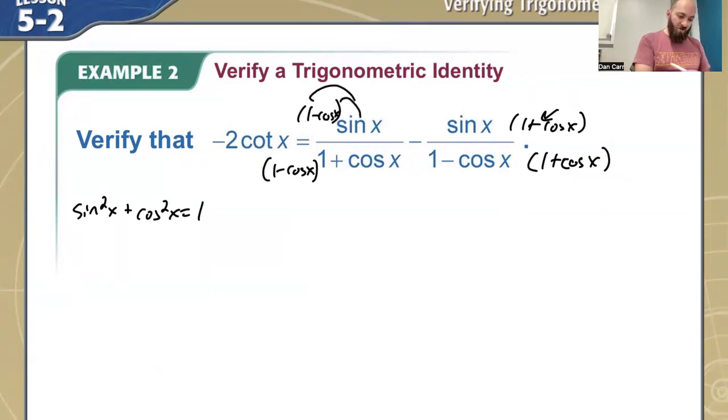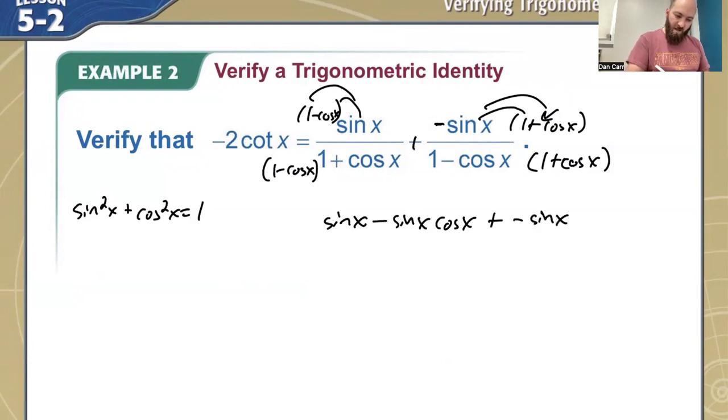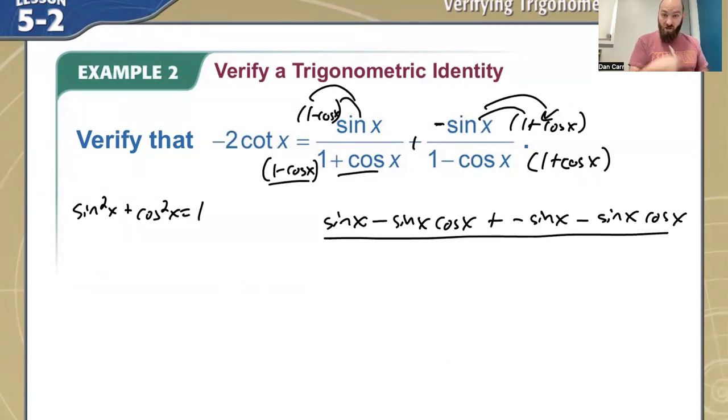When I do that, sine of x is going to distribute here, and sine of x will distribute here. This is going to be a plus a negative sine of x, and that's going to distribute. So on the left side, I'm going to have sine of x minus sine of x cosine of x, plus, with a negative sign multiplied through, a negative sine of x minus sine of x cosine of x, all over, and then when this distributes with the conjugate, remember, that's going to be the same as 1 squared minus cosine squared.